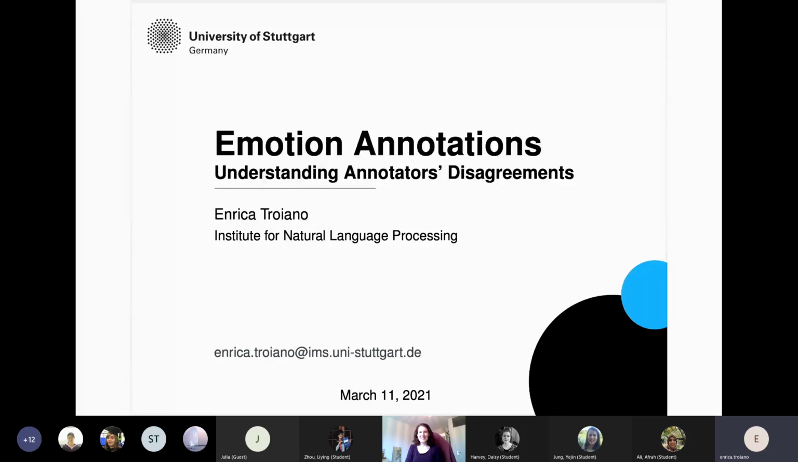Today I'm going to talk about some building blocks of my PhD so far, which cope with the annotation of emotions and with the problem of disagreements that arise among annotators.